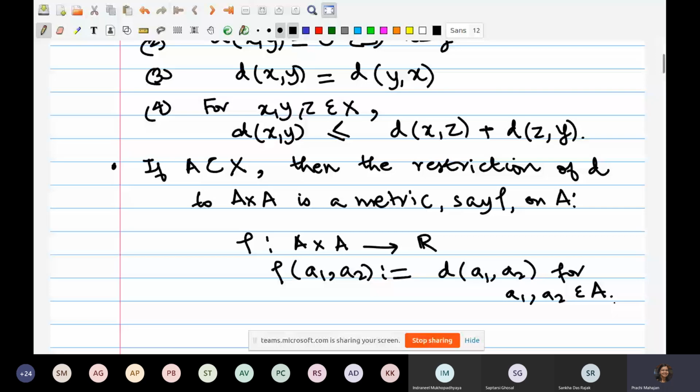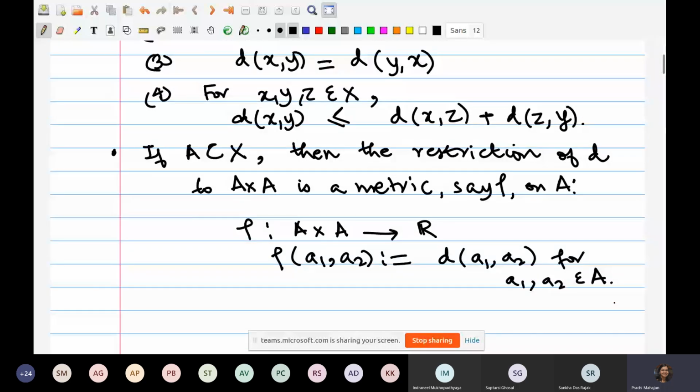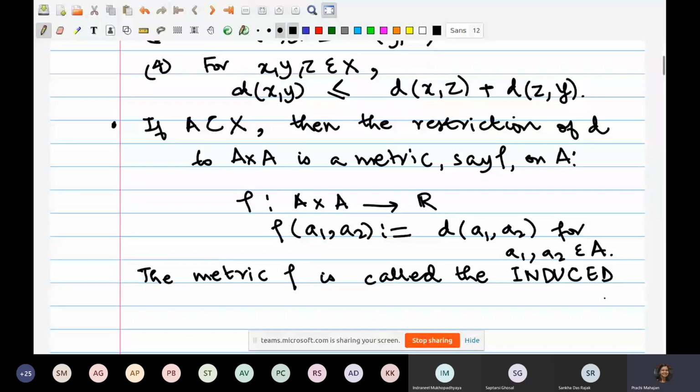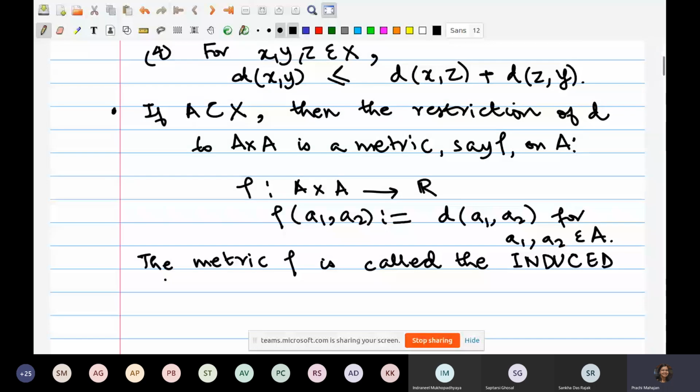So we conclude that rho defines a metric on the set A. This metric has a name. This is called the induced metric. I'll write that down. The metric rho, which is obtained by restricting D to the subset A cross A, is called the induced metric on the subset A, induced by the metric D.